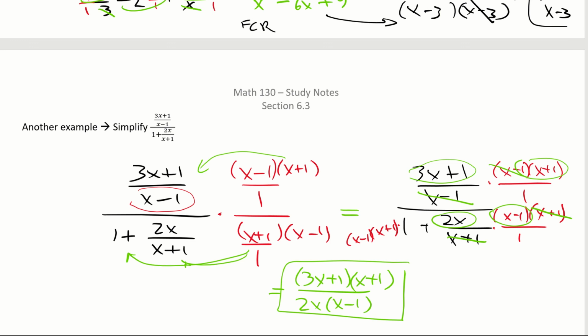That's it. We've gone from a double-decker nightmare, so to speak, to one that's still not pretty, but at least there's no fractions inside fractions. And that's it for this video. Rewind and look at it again. It's a matter of just finding that LCD, or LCM, multiplying top and bottom by it, and making those fractions disappear. Thank you.